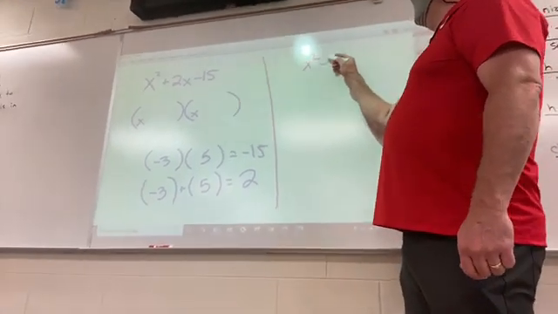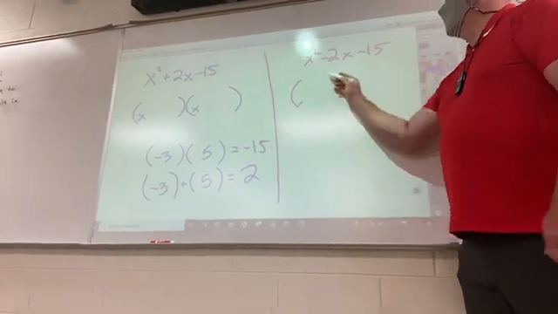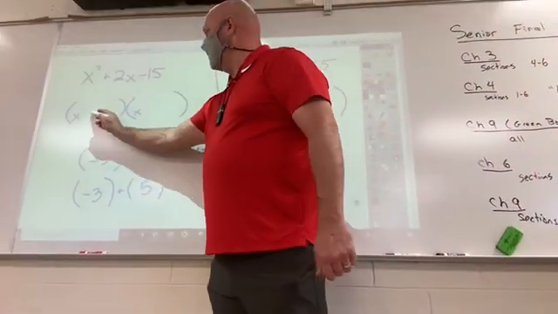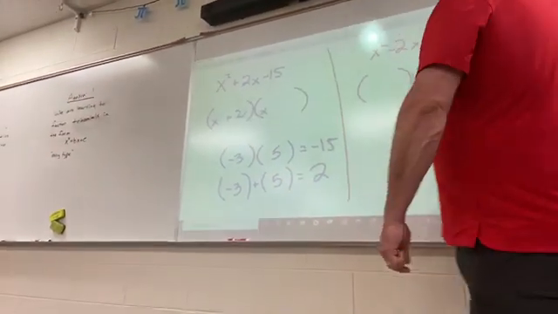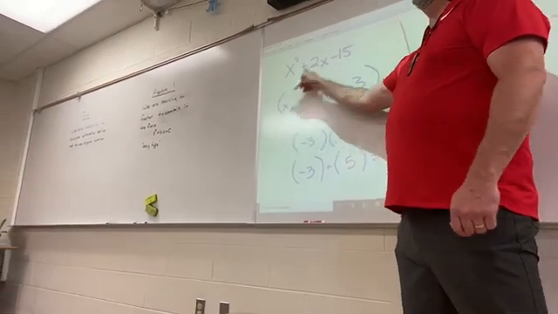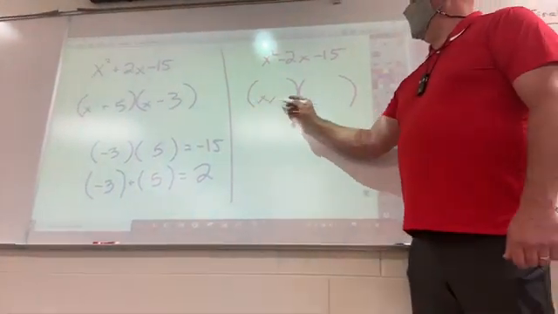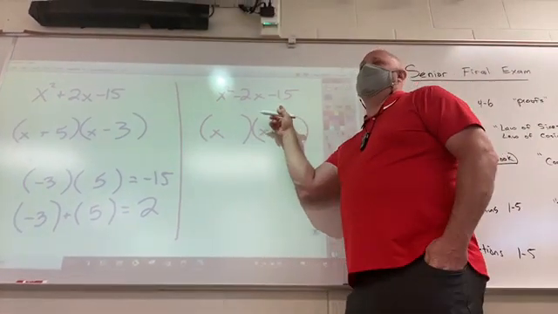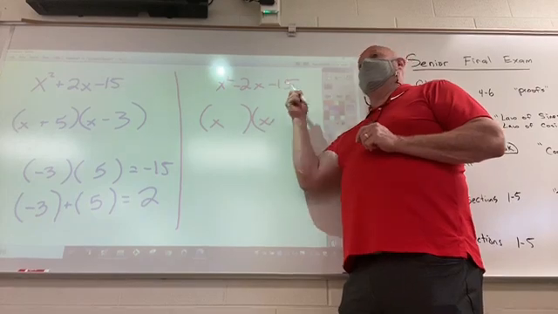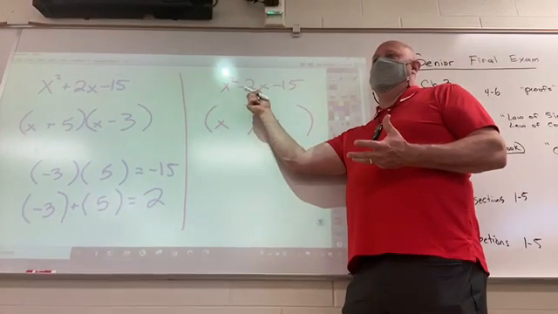So that same problem, let's say I gave you instead x squared minus 2x minus 15. Oh, I never finished this problem, did I? So it would be x plus 5 and x minus 3. That's the answer to that problem. This one, I'm still looking for two numbers that multiply to a negative 15, and now they have to add up to a negative 2.